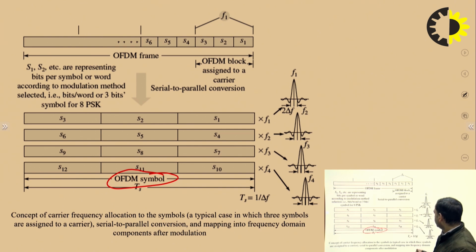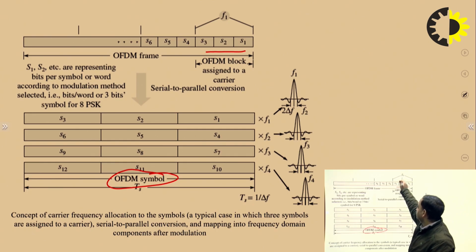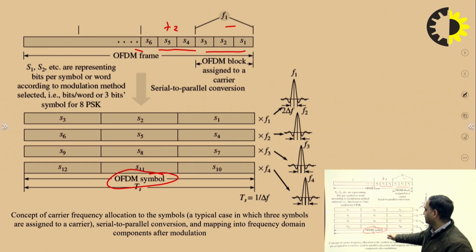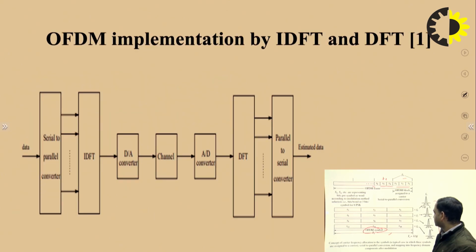Okay, the same representation in the frequency domain is specified here to show how this OFDMA symbol can be generated. See, S1, S2, S3 are modulated by F1, and similarly these are modulated by F2 and so on. So in the time domain we can represent it in this way. Okay, so based on that we will get these modulated signals.